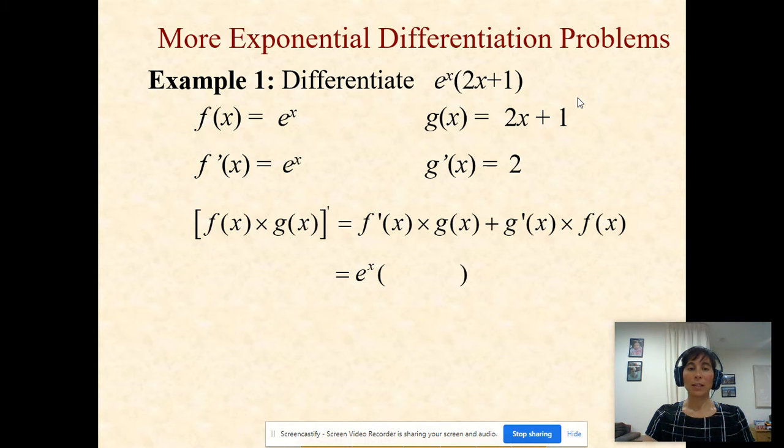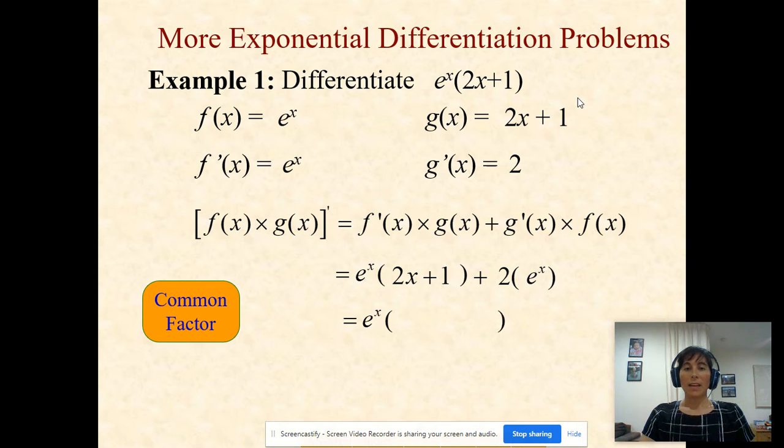And if we have a look there, we're just looking at substituting in f dashed of x is e to the power of x, g of x is 2x plus 1, g dashed of x, we've got ourselves 2 times by f of x, which is e to the power of x. You may identify there a common factor of e to the power of x, so we could factorise that out, and then that would give us, in brackets, 2x plus 1 plus 2. So then simplifying, we're going to have e to the power of x times by 2x plus 3 in brackets.